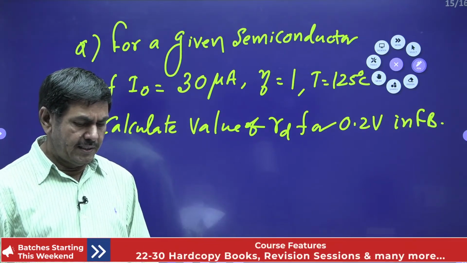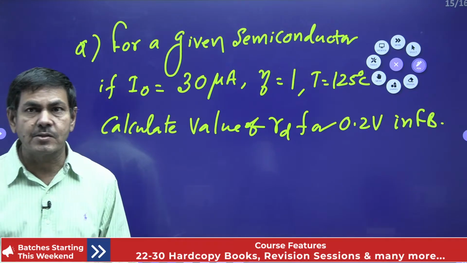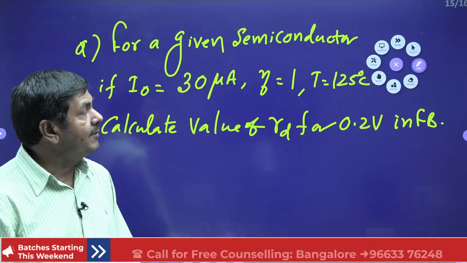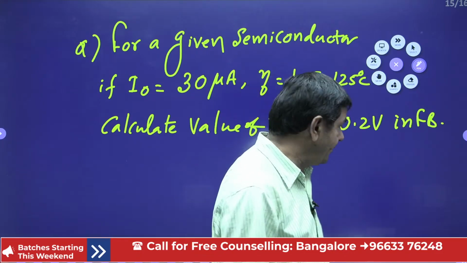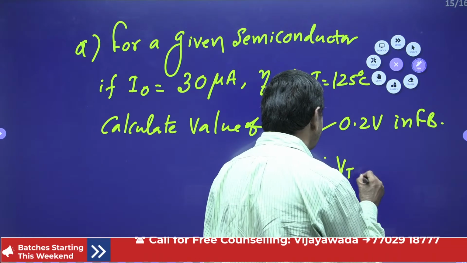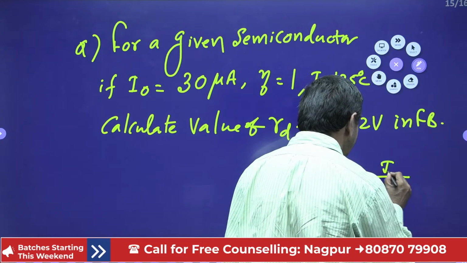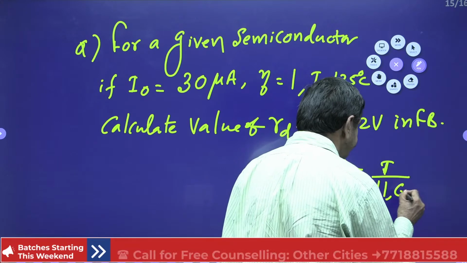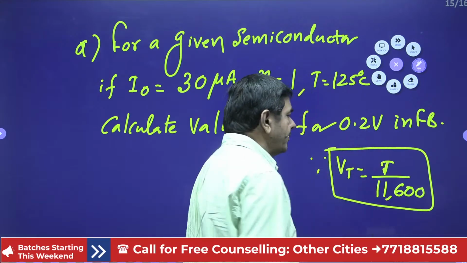But one condition I wish to give you if you want. Try this question as homework. You know very well I didn't give the formula for how to find the thermal equivalent of the voltage when the temperature changes. I will give it for understanding. The thermal equivalent of the voltage can be calculated by T by 11,600. By using this formula directly, you can find the thermal equivalent of the voltage.